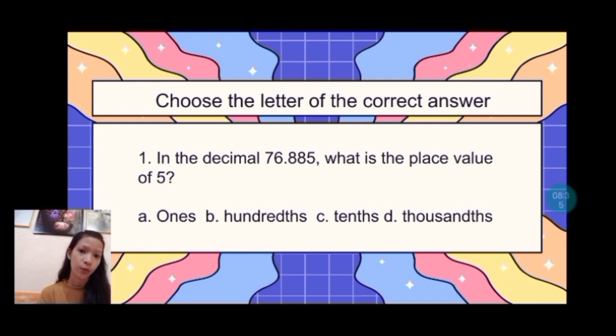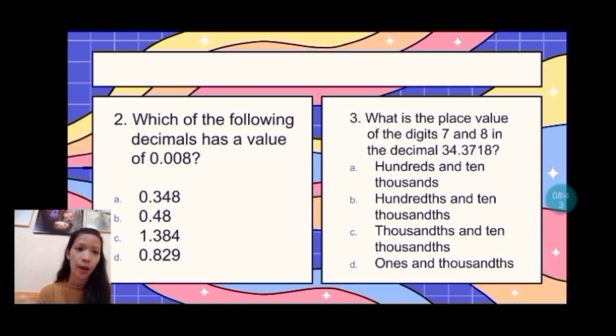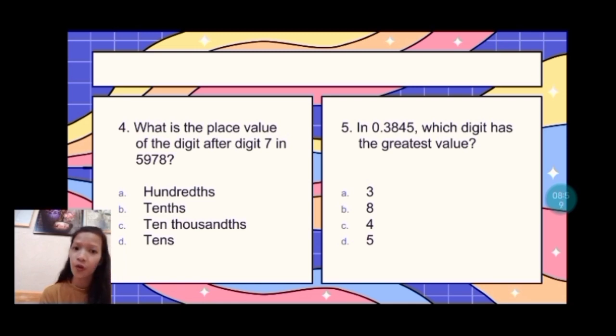Now let's check your answers. What is your answer in number 1? If your answer is D, you are correct. How about in number 2? Correct, it is the letter A. How about in number 3? Correct, it's letter B. How about in number 4? Correct, it's letter C. And in number 5, what is the answer? Correct, it's the digit 3.